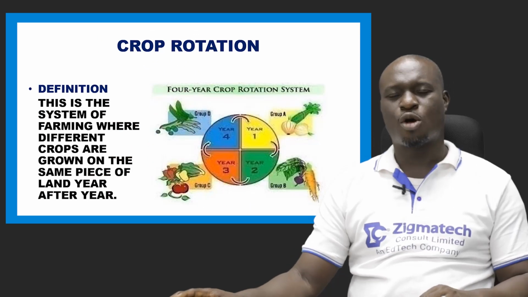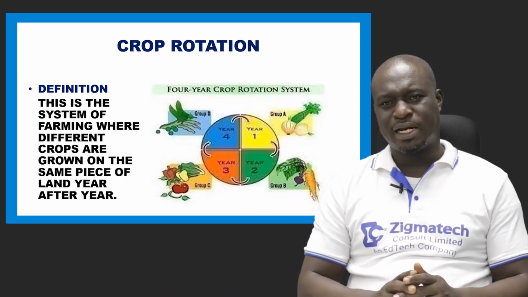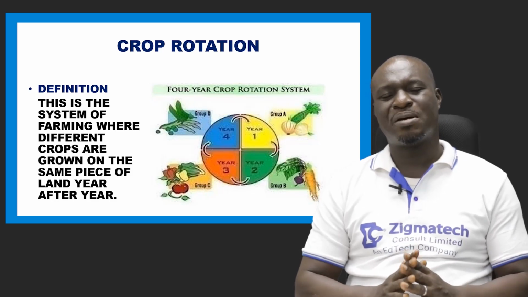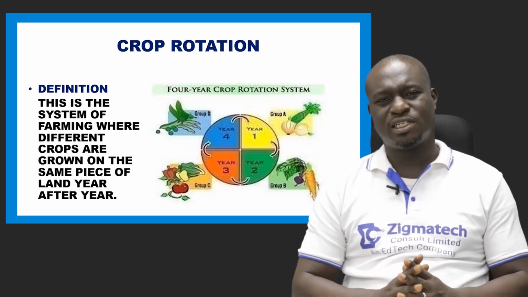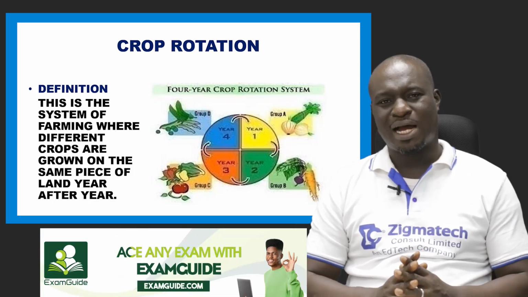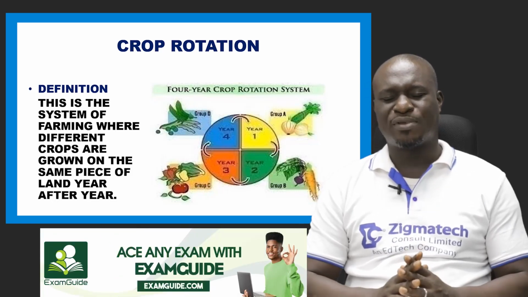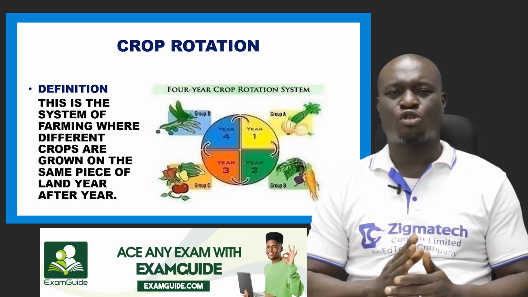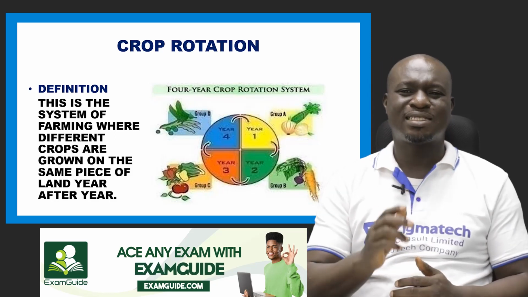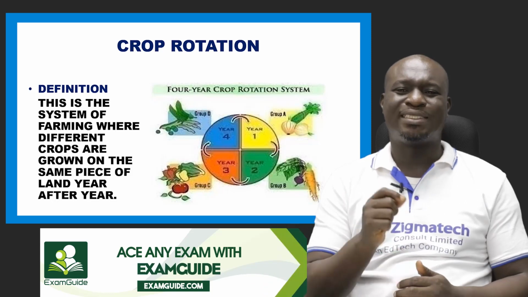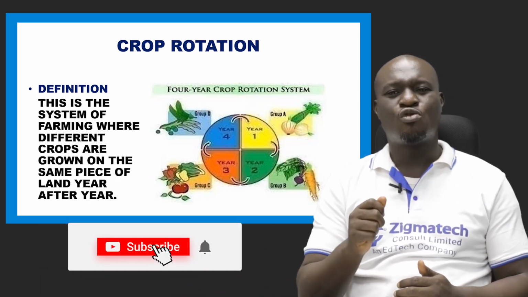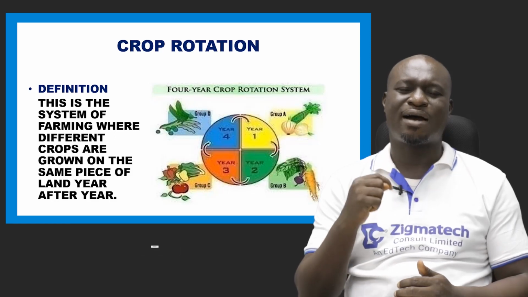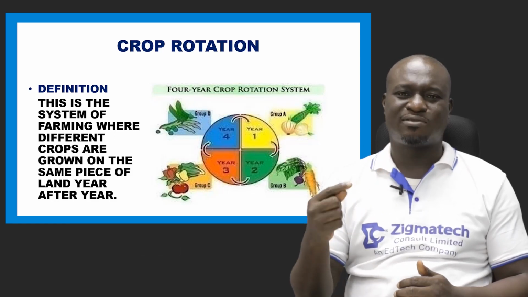Next is crop rotation. Now, crop rotation is, like I said, one of the best farming activities or practices we have in agriculture. One of the best. Now, what is actually crop rotation? Crop rotation is the system of farming where different crops are grown on the same piece of land year after year, year after year.